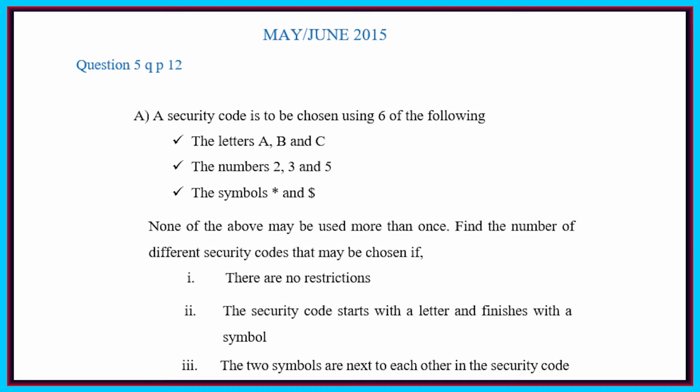May, June 2015, question 5, QP12. A security code is to be chosen using 6 of the following: the letters A, B, C, the numbers 2, 3, and 5, and the symbols, asterisk and dollar. None of the above may be used more than once. Find the number of different security codes that may be chosen. I, if there are no restrictions. II, the security code starts with a letter and finishes with a symbol. III, the two symbols are next to each other in the security code.